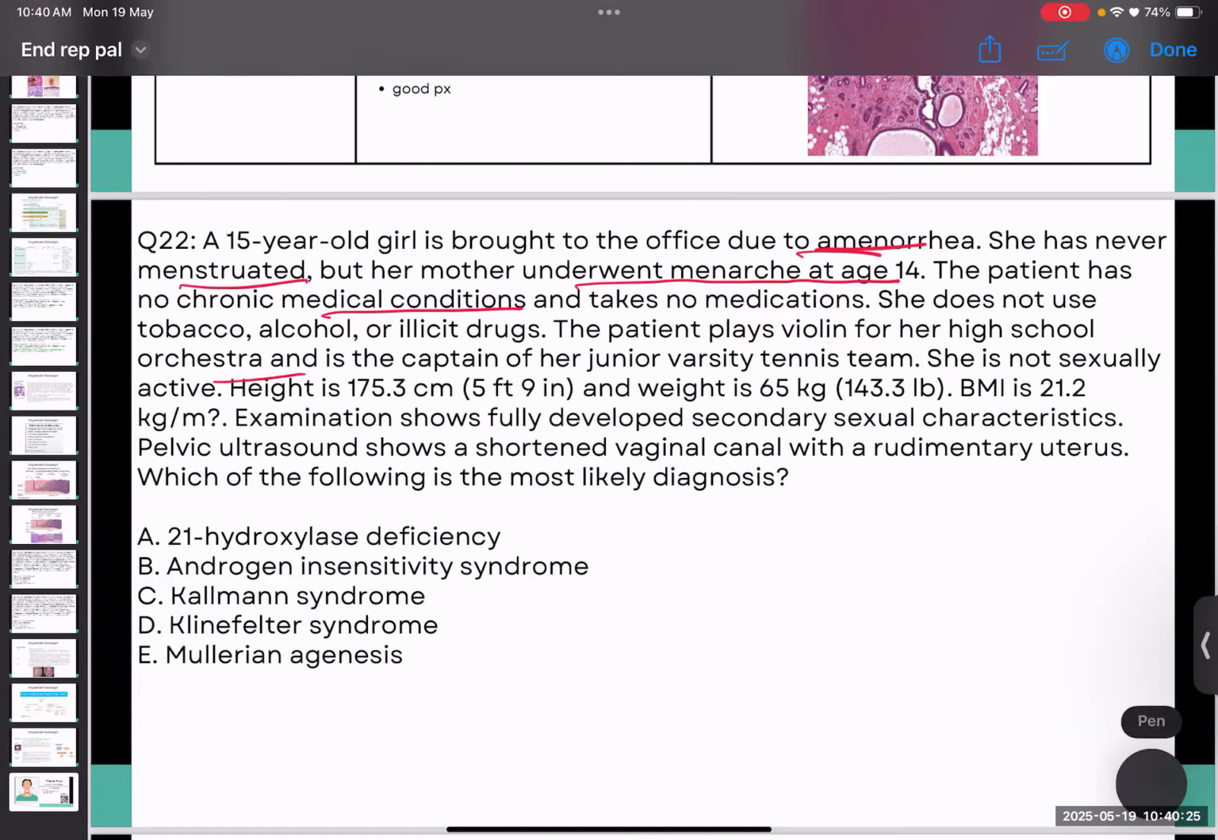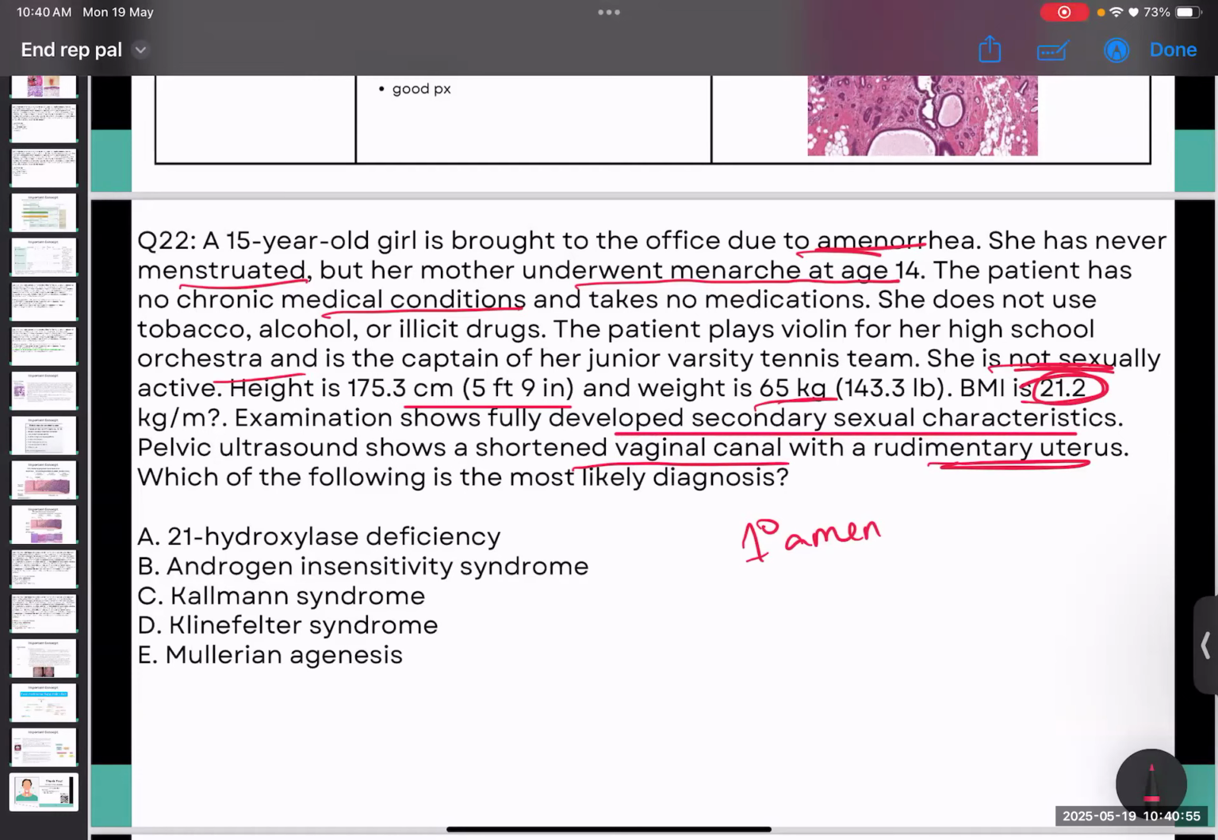These are not really that important, but she's not sexually active, and she's 5'9", so she's pretty tall, taller than most girls for her age, and then weight is 65. Her BMI is 21, so she's not overweight. She has fully developed secondary sexual characteristics, and a pelvic ultrasound shows a vaginal canal with rudimentary uterus. So this is primary amenorrhea, okay, because she's never had a menarche.